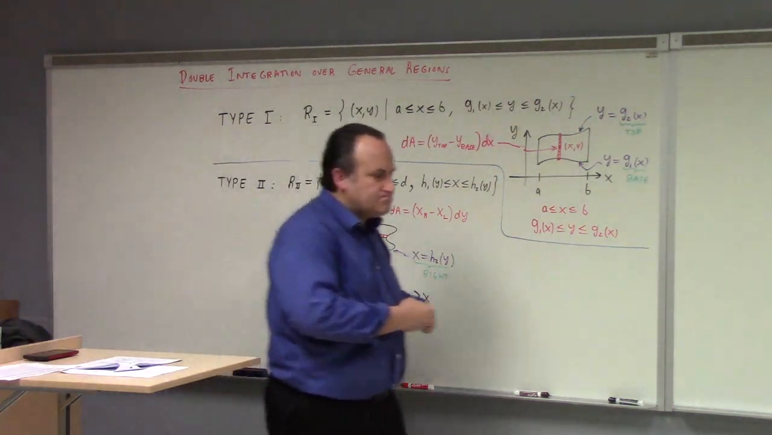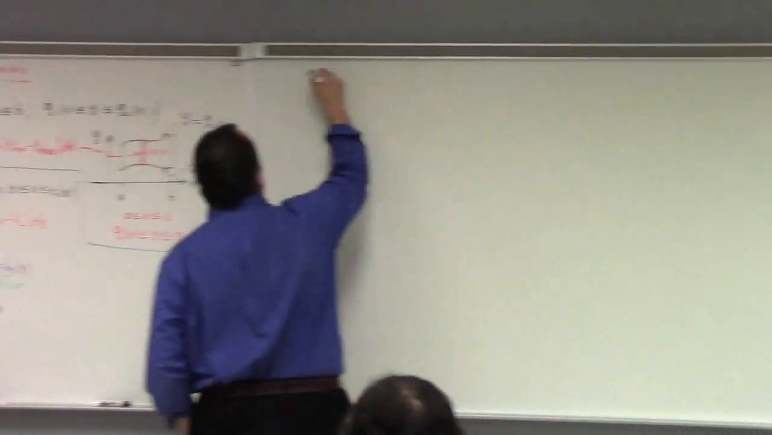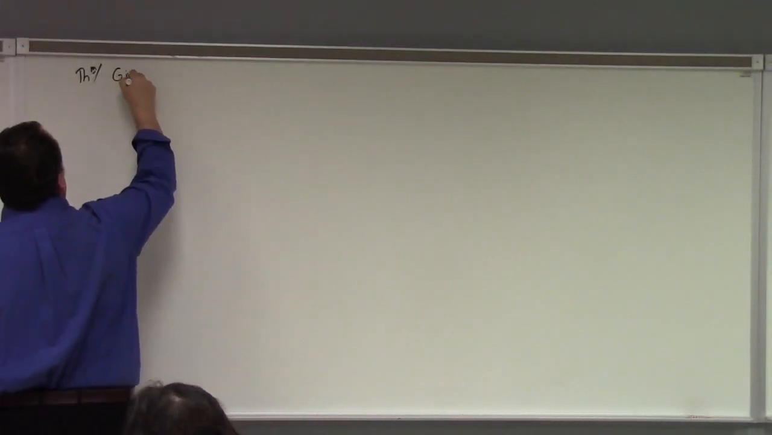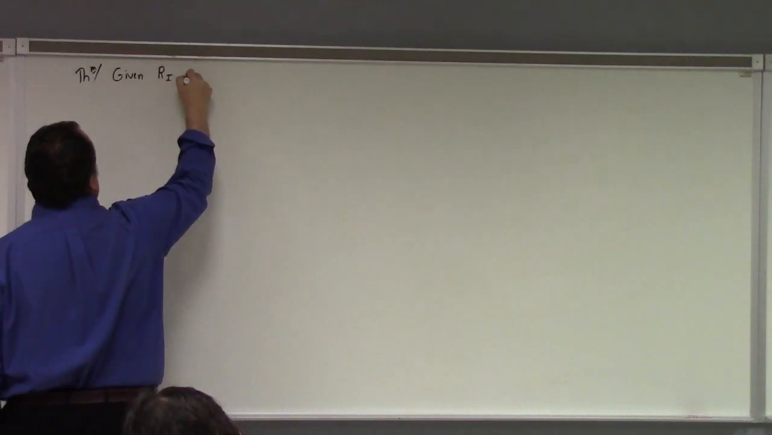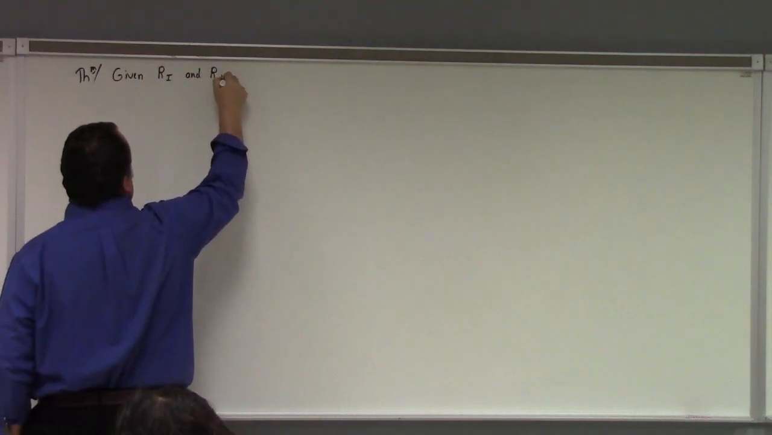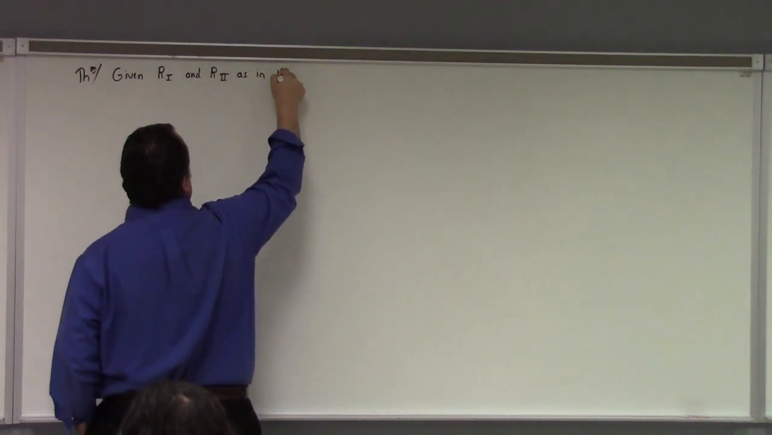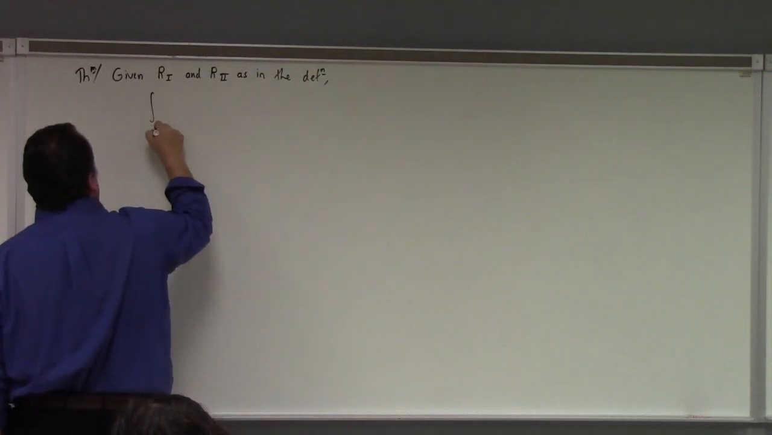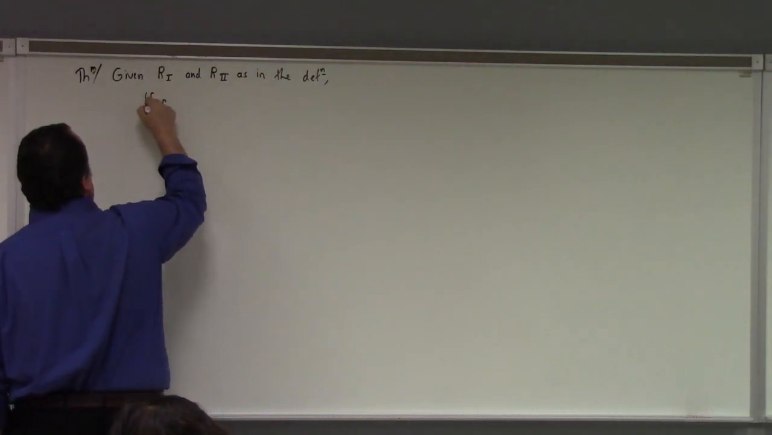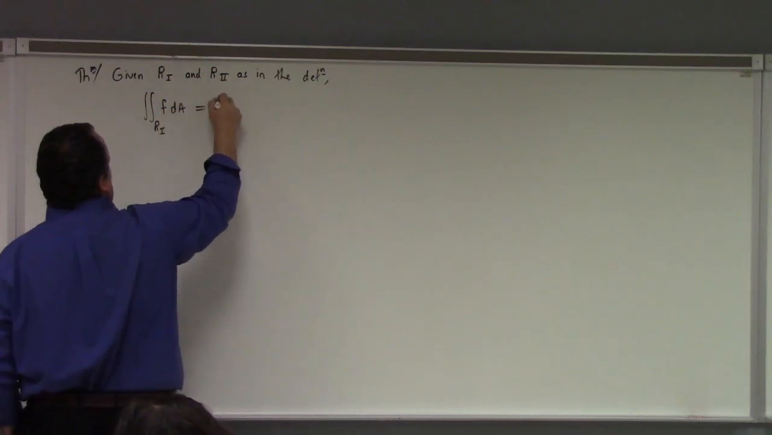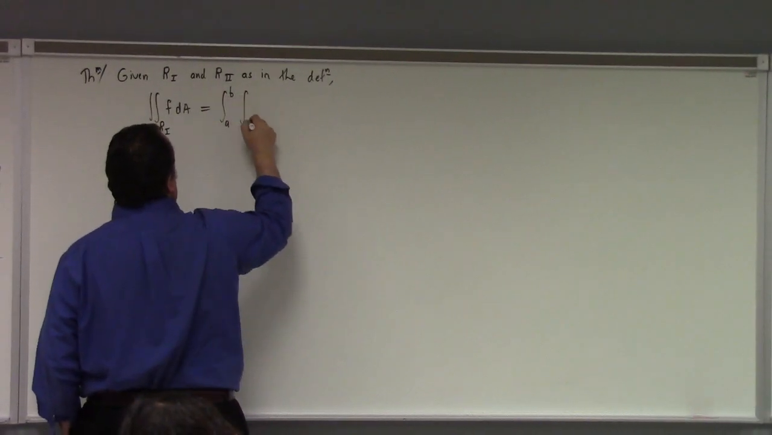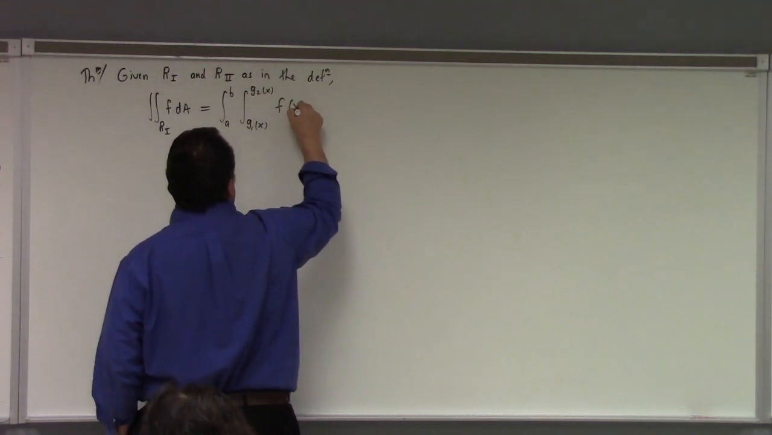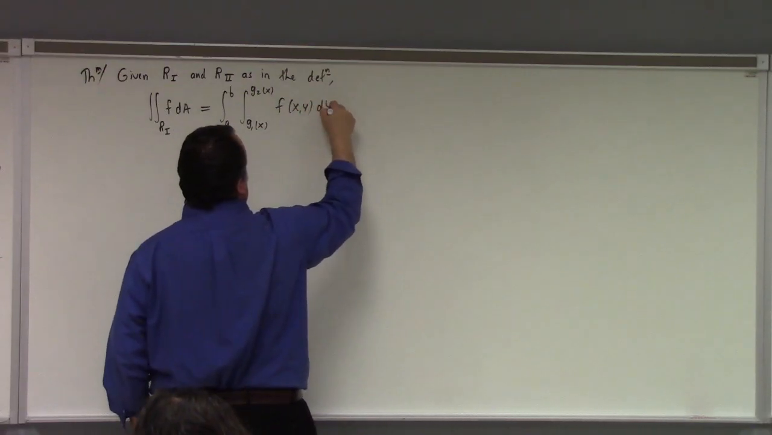Now, anyway, here's the theorem. Given R1 and R2 as in the definition on the other board, the double integral over R1 of f dA is equal to the integral from a to b, the integral from g1(x) to g2(x), of f(x, y) dy dx.